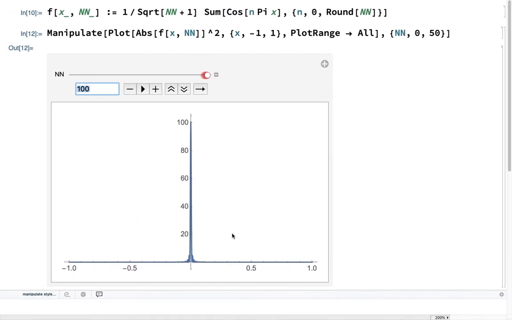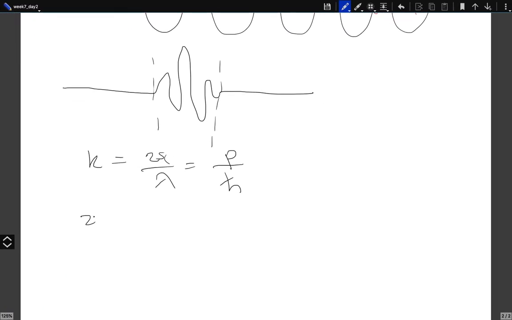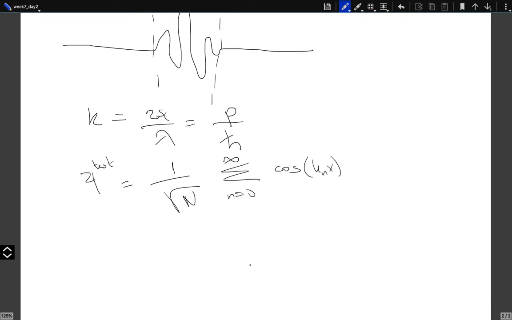Now, what did I do over there? You see, look at this way. I just ignore the time dependence. It's just cosine n pi times x. So the wave that I'm describing over here, let's say psi, is 1 over square root of n, sum n from 0 to infinity, cosine k_n x, where k_n is just n times pi. Or we can say that p_n is h bar times n times pi.